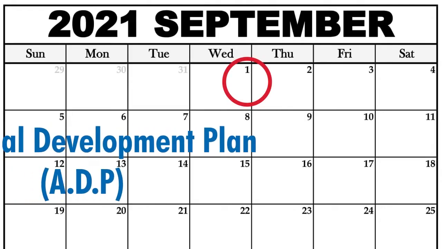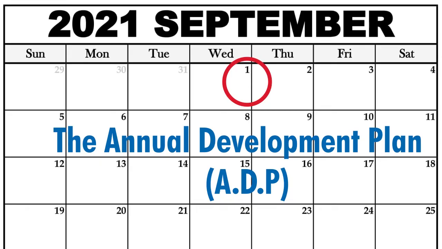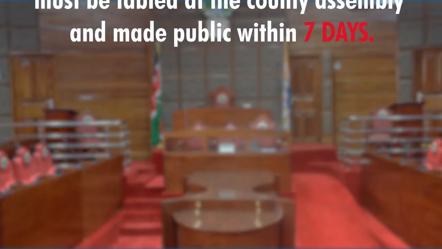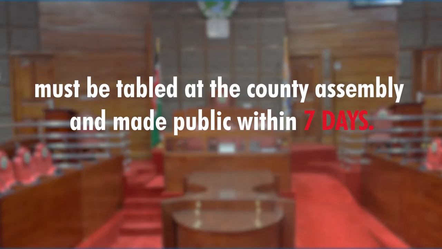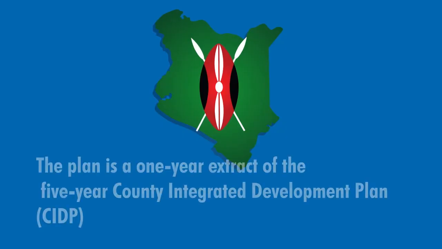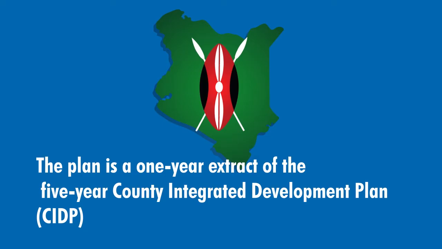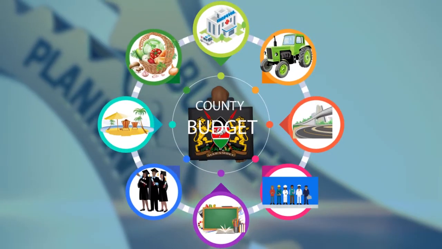By the first day of September, the Annual Development Plan (ADP) must be tabled at the County Assembly and made public within 7 days. The plan is a 1-year extract of the 5-year County Integrated Development Plan (CIDP), which outlines activities or projects to be prioritized by the county government during the next financial year.